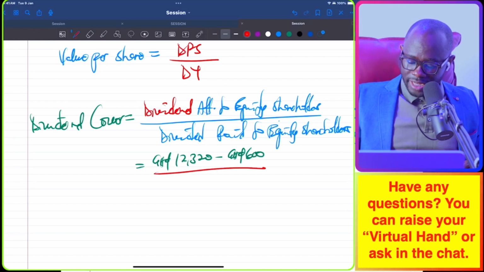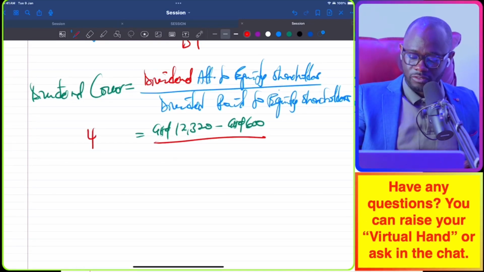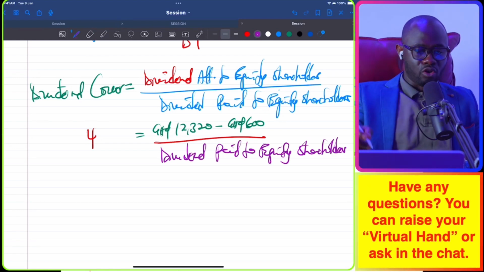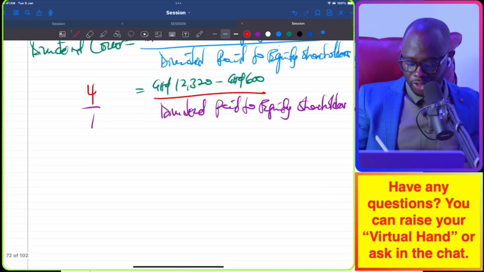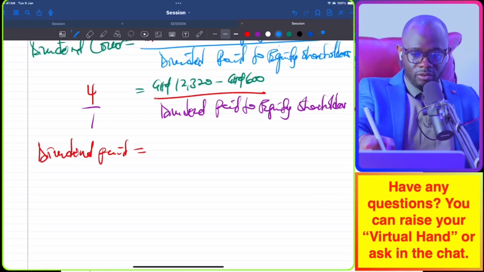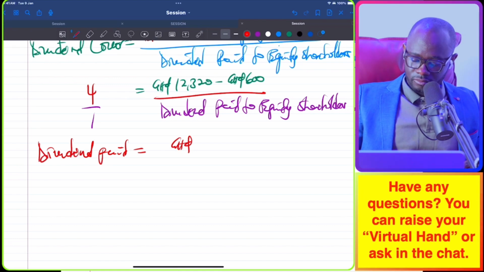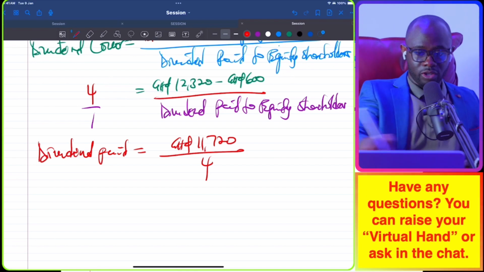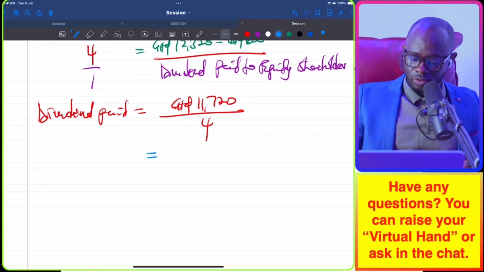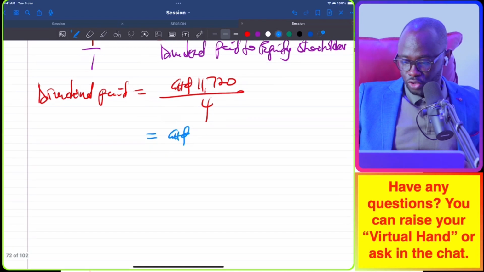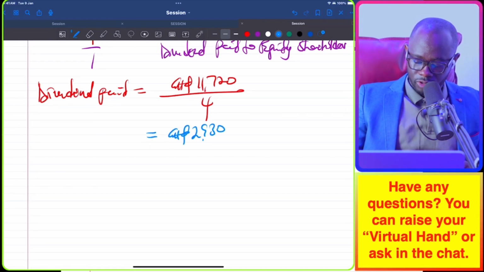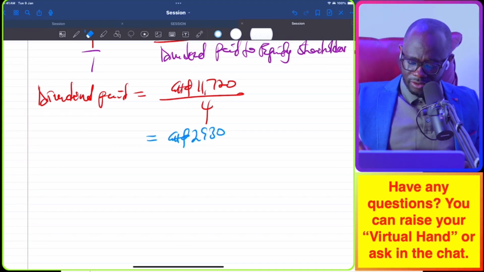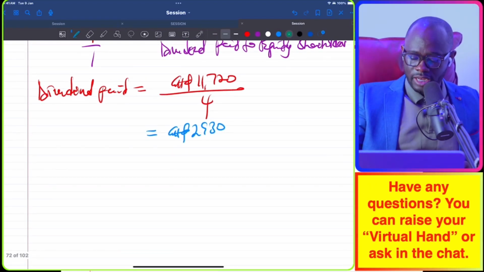So we divide by the dividend payable, which we don't know. The dividend cover is 4. So we do cross multiplication to get the dividend paid to the equity shareholders. The numerator is 12,320 less 600, which is 11,720. 11,720 divided by 4, because the 4 will come and divide it. What do I have? 2,930. Good. That's the idea there.